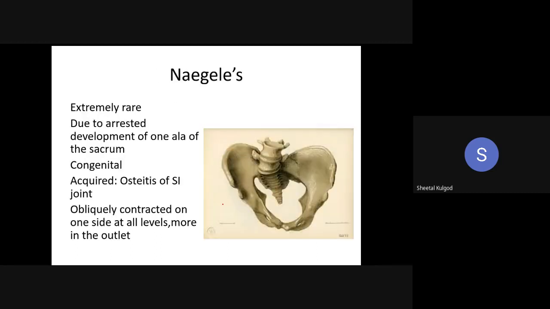Okay. Coming to Naegele's. Naegele's is a form of congenital anomaly, though extremely rare, due to the arrested development of one ala of the sacrum. So you can see here on one side the ala of the sacrum is absent. So there is a deformity, and it can also be caused by osteitis of the sacroiliac joints in the later life. Then also there is a development of the ala only on one side. So the pelvis is obliquely contracted, and one side at all levels will be contracted towards inside. So this is a typical Naegele's pelvis.